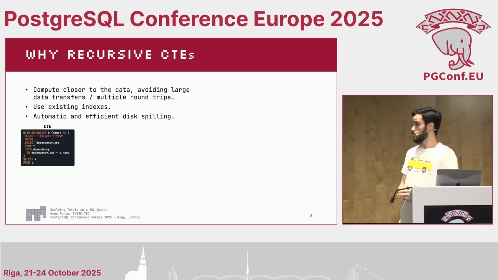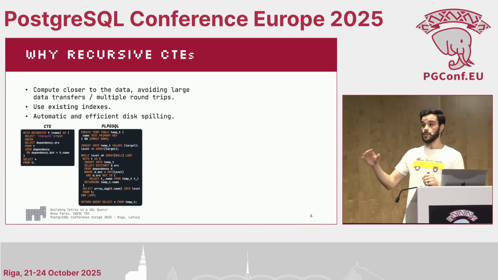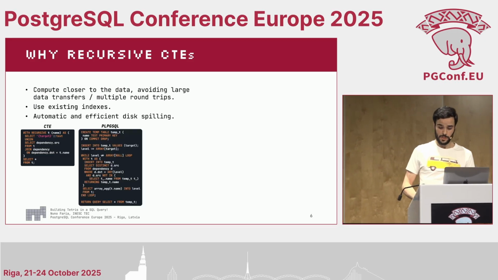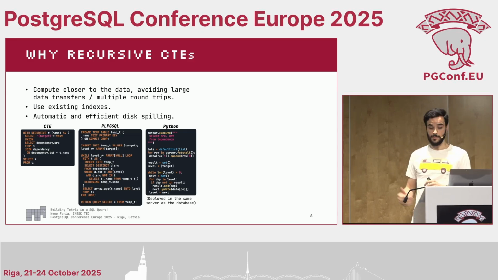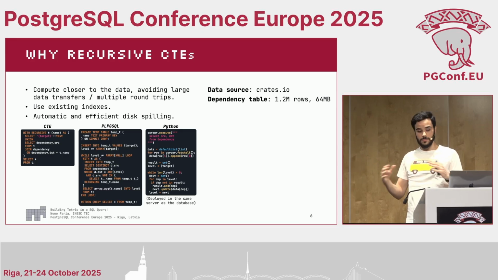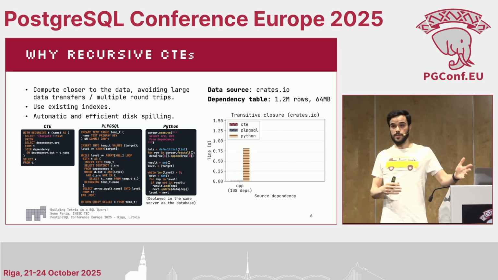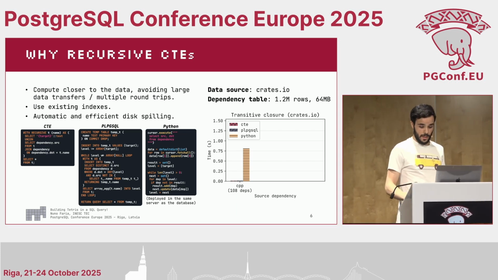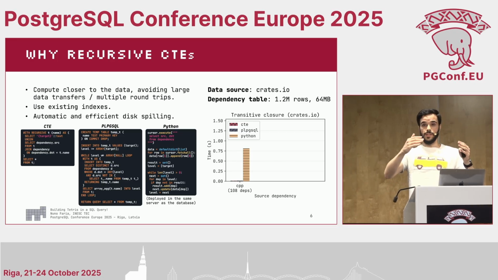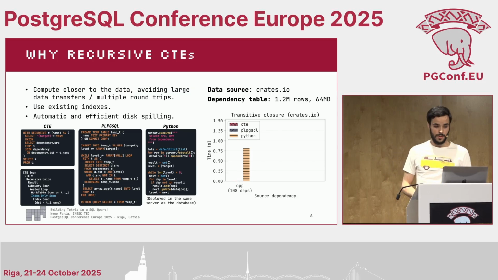And just a quick comparison between a recursive CTE that computes a transitive closure against a version that uses the procedural language of Postgres, and also an example in Python. When we test the transitive closure using Rust's crates.io dependency network, we see that the Python version is way more expensive than both the CTE version and also the procedural language version. Because while the Python version needs to load the entire data, scanning the entire table, and then build, in this case, a dictionary to process the workload, our recursive CTE can use an index scan and get to the data directly.